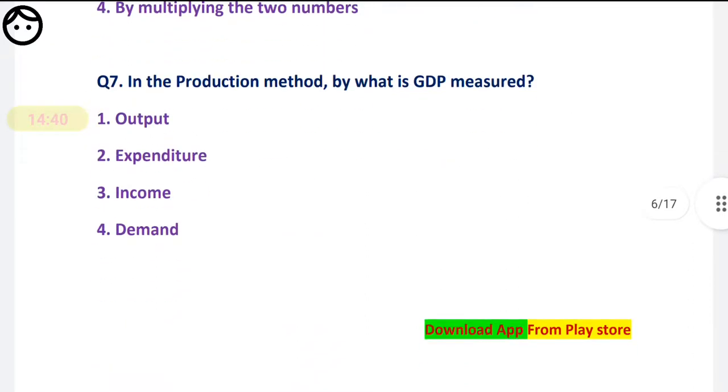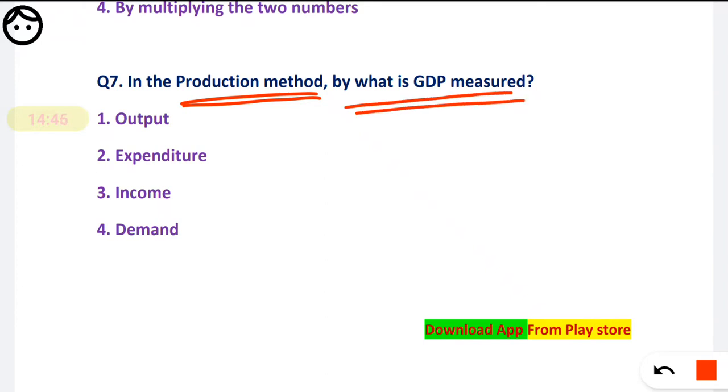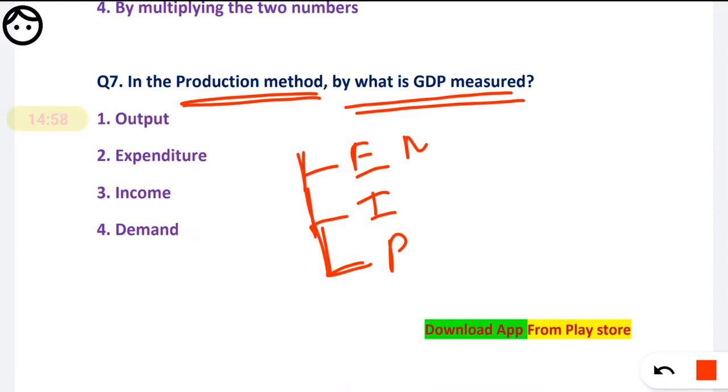Now question number 7: in the production method, by what is the GDP measured? We know there are different methods to calculate the GDP. One of them is expenditure wise, second is income wise, and third is production method. Remember these three methods: expenditure method, income method, and production method. So there are three methods to find the GDP.